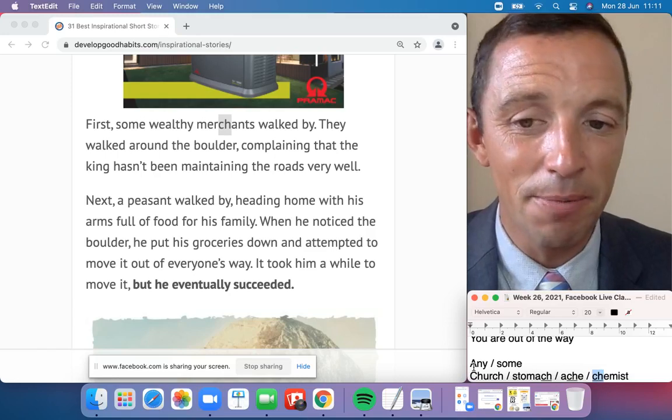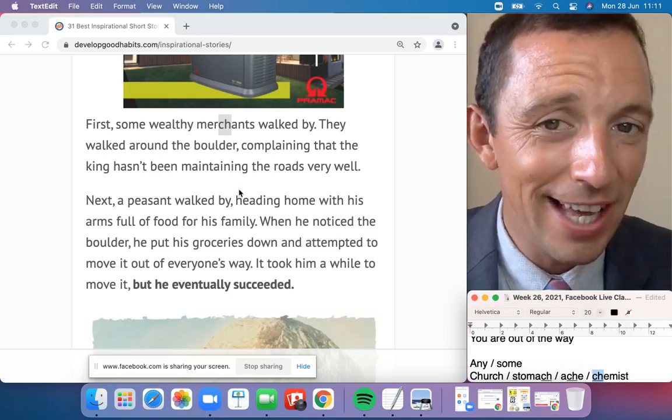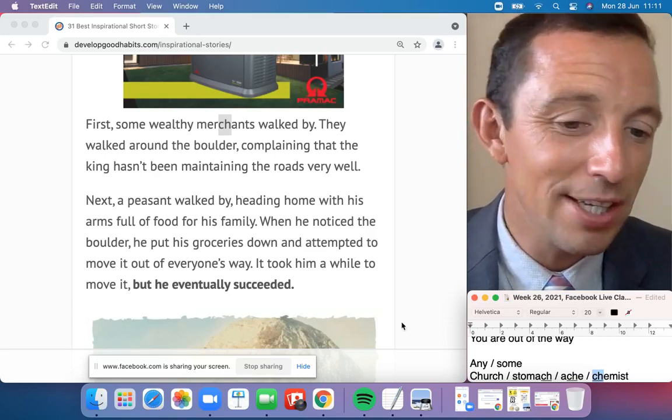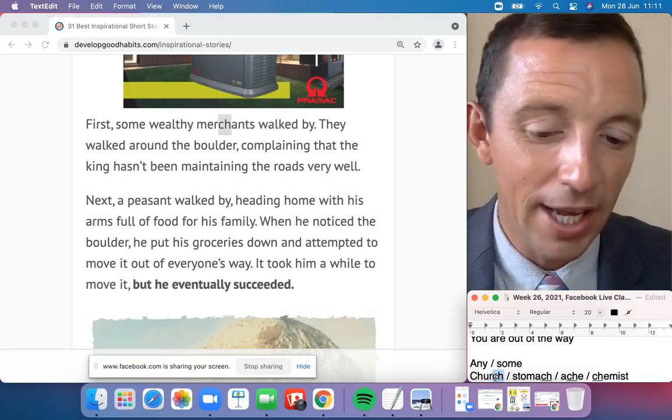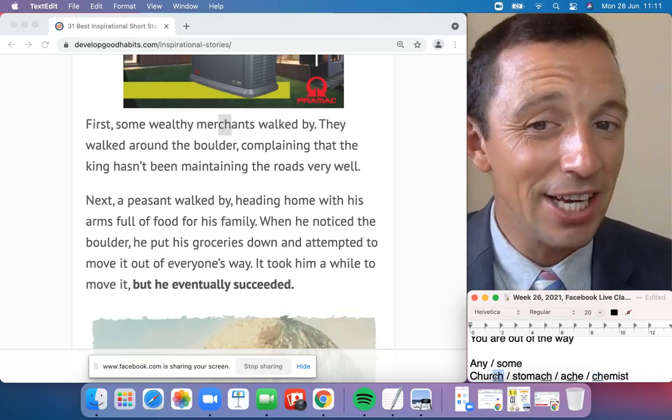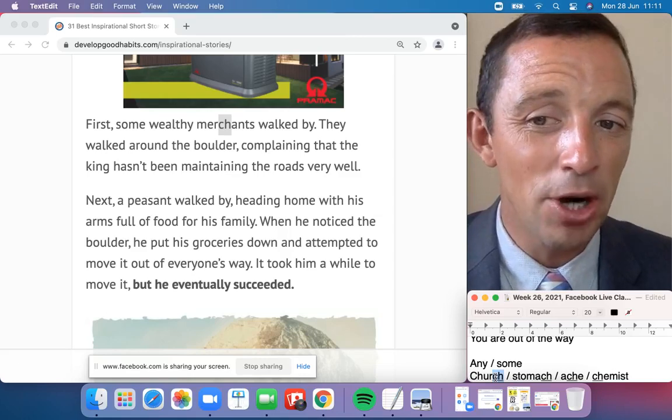Okay, and that's very, very important. But the merchant is not like the K. The merchant is more like the church. Okay, so the CH sound in English is tricky, and here it's merchants.